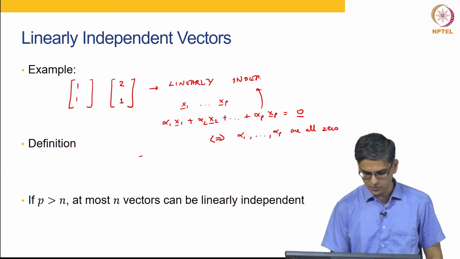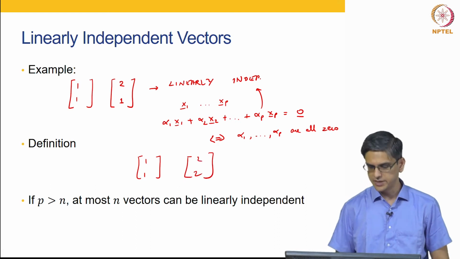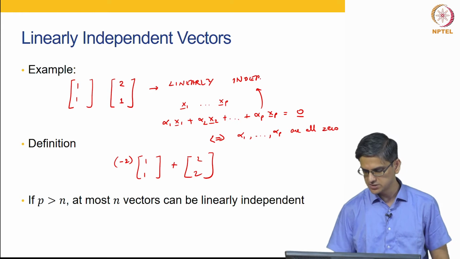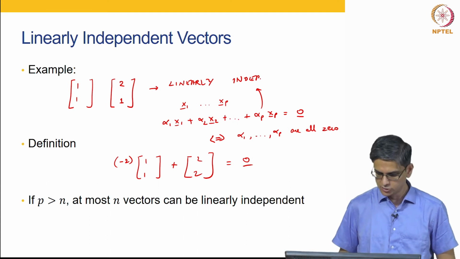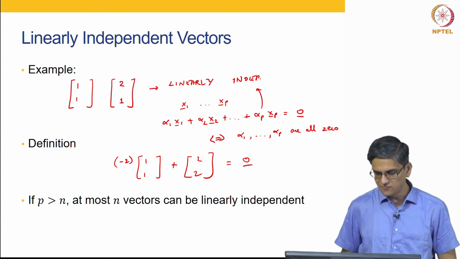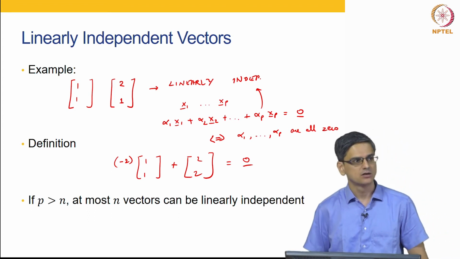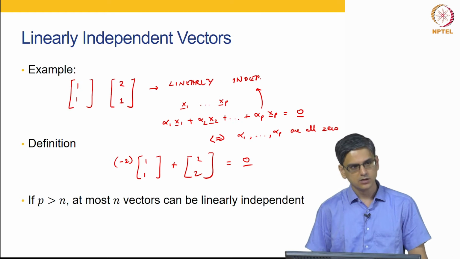For example, if you have a vector 1 1 and 2 2, you can write this as minus 2 multiplied by this plus this, which will give you 0 bar. So, you have a case where your alphas are not all zeros, but still you can get a 0 bar. When can that happen? When the two vectors are not linearly independent.